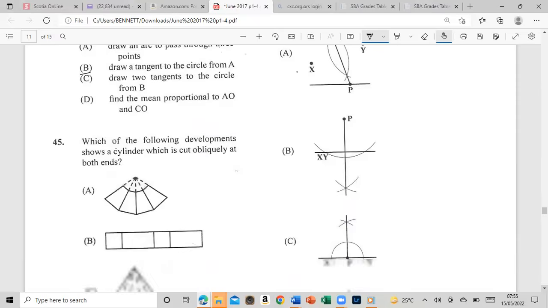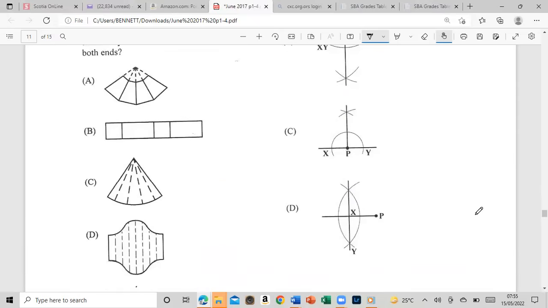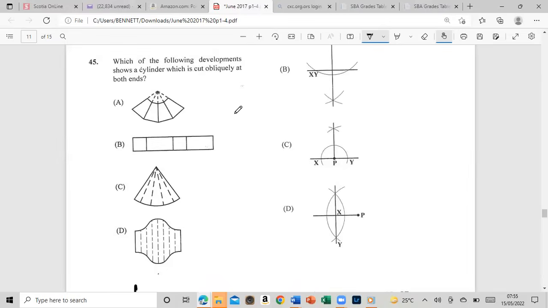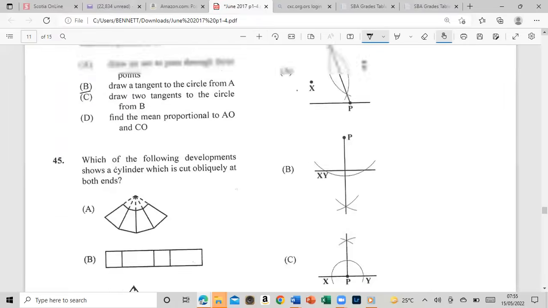Let's move on to 45, and there are 3 questions there, guys. Let's go. All right, so 45 refers to the following development, which shows a cylinder which is cut obliquely at both ends. So look for the cylinder. Is it A, B, C, or D? And that is D. All right, let's move on to 46.